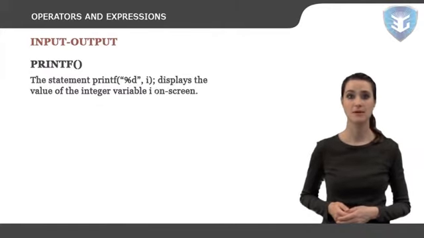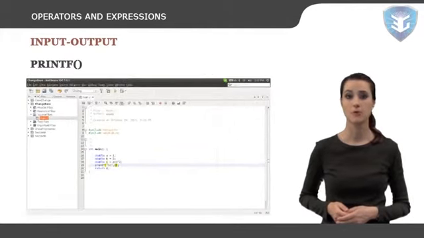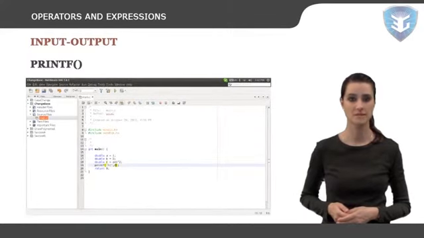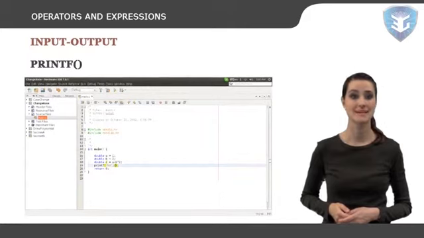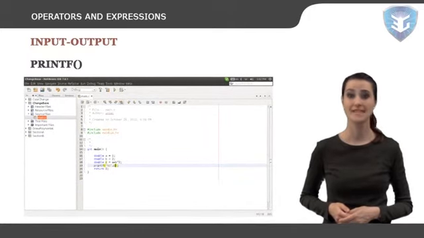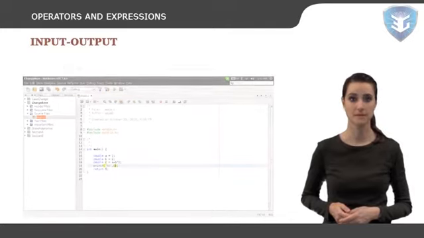The statement printf("%d", i) displays the value of the integer variable i on screen. The format string contains only the format specifier %d, which tells printf to display a single decimal integer. The second argument is the name of the variable whose value is to be displayed.